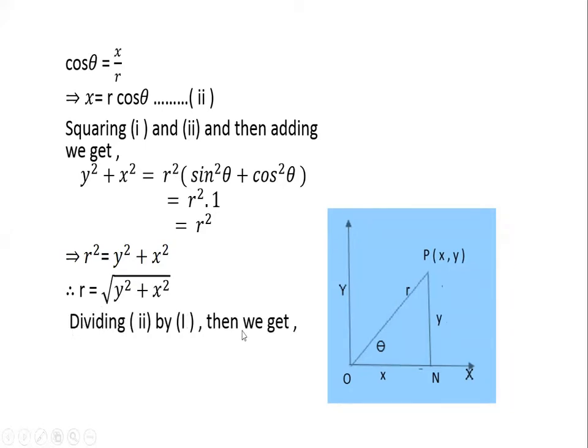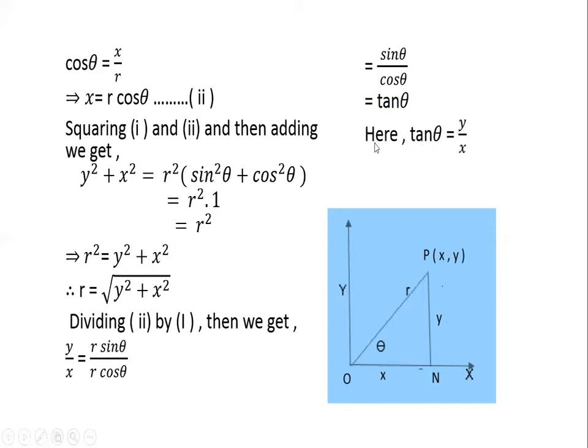Dividing 2 by 1, we get y by x equal to r sin theta by r cos theta, equal to sin theta by cos theta, equal to tan theta. So here tan theta equal to y by x. So theta equal to tan inverse y by x.